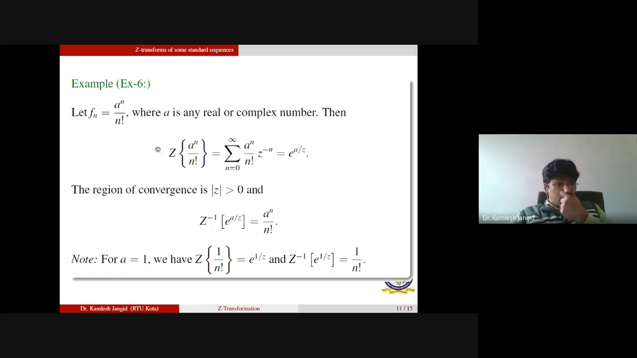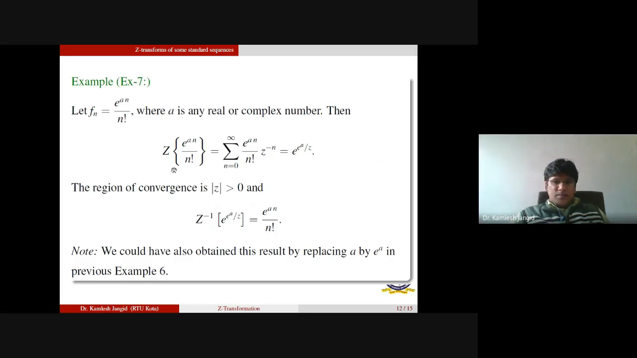Right? So if your given sequence is of this form a raised to the power n upon n factorial, then its z transformation is e raised to the power a upon z, and its inverse z transformation is a to the power n upon n factorial. For a equals 1, we have the z transformation of 1 upon n factorial equals e to the power 1 upon z, and its inverse z transformation is 1 upon n factorial. So you have to remember this result again.